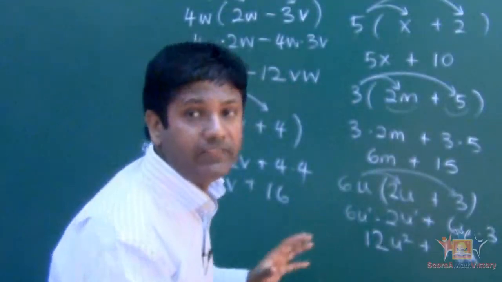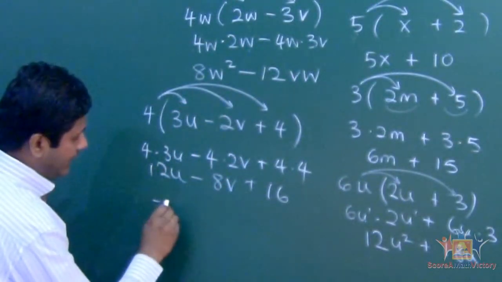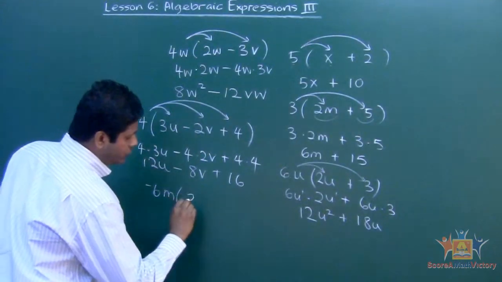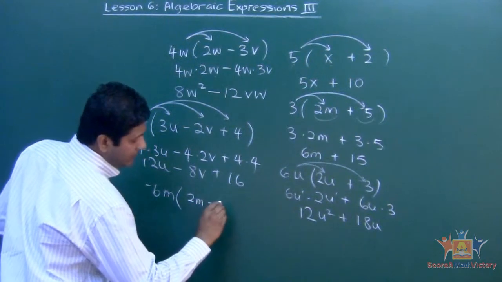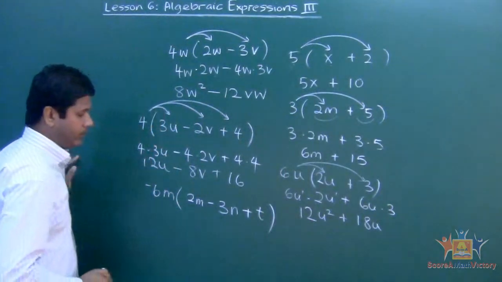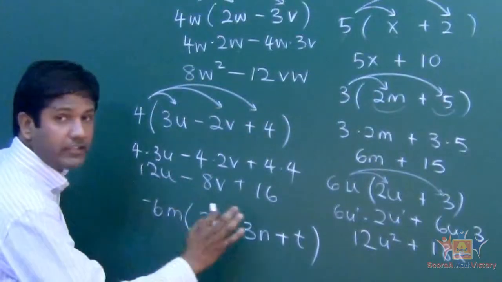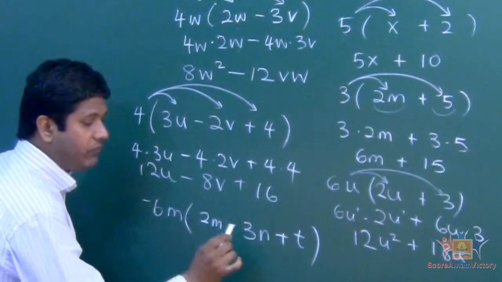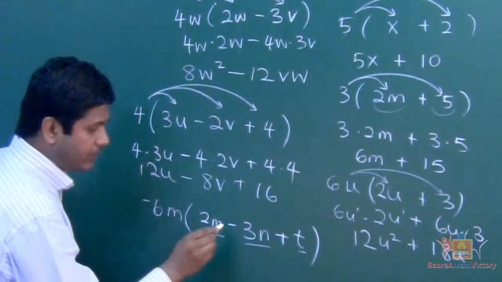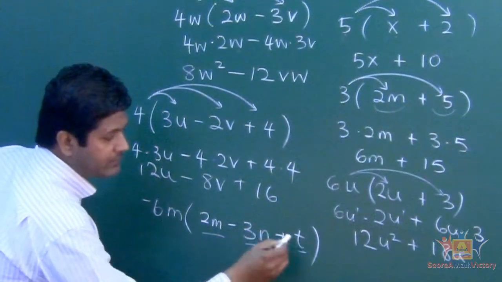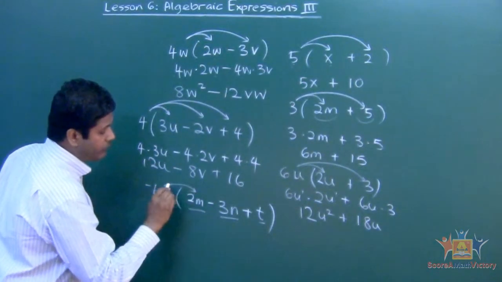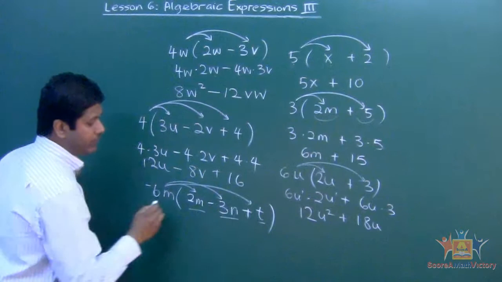Okay, so let's say for example, I give you this time negative 6m, bracket, let's say 2m minus 3n plus t, and ask you to expand. Before you expand that, ask yourself, how many families are inside the bracket? This is considered 1, 2, 3, because minus is separating these two, plus is separating these two. So that means there are 3 of them. So we're going to use the shooting star. We're going to get 1 for this family, and 1 for that family.